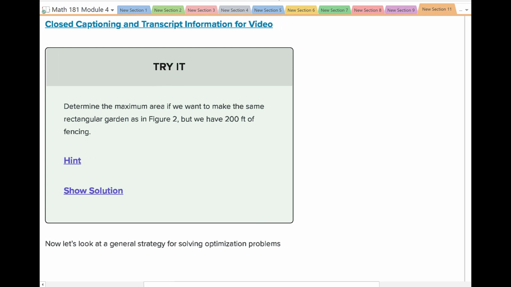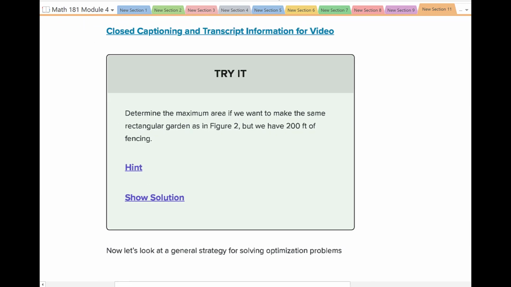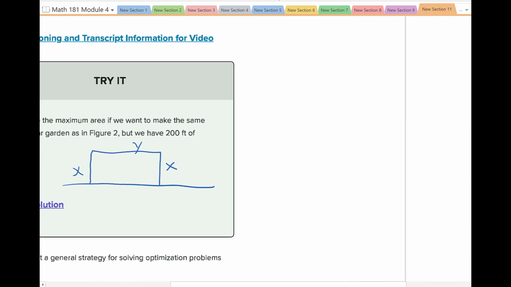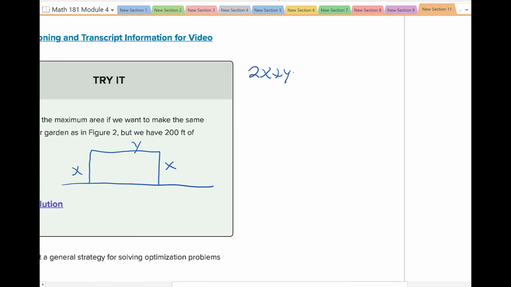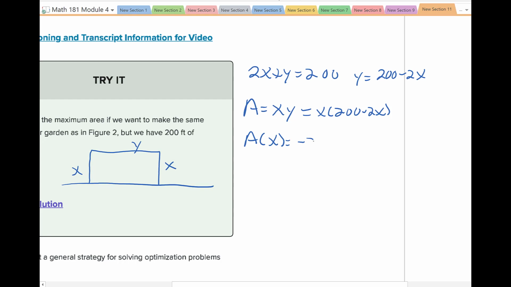Determine the maximum area if we want to make the same rectangular garden as in figure 2, but we have 200 feet. So we still have this wall, and then we have the structure. I'm going to call again that x, and this is y. So 2x plus y equals 200 this time. Area, we're still looking for it to be a maximum, and that's x times y. And so if we solve for y, y equals 200 minus 2x. So this is going to be x times (200 minus 2x), or area in terms of just x is going to be negative 2x squared plus 200x.